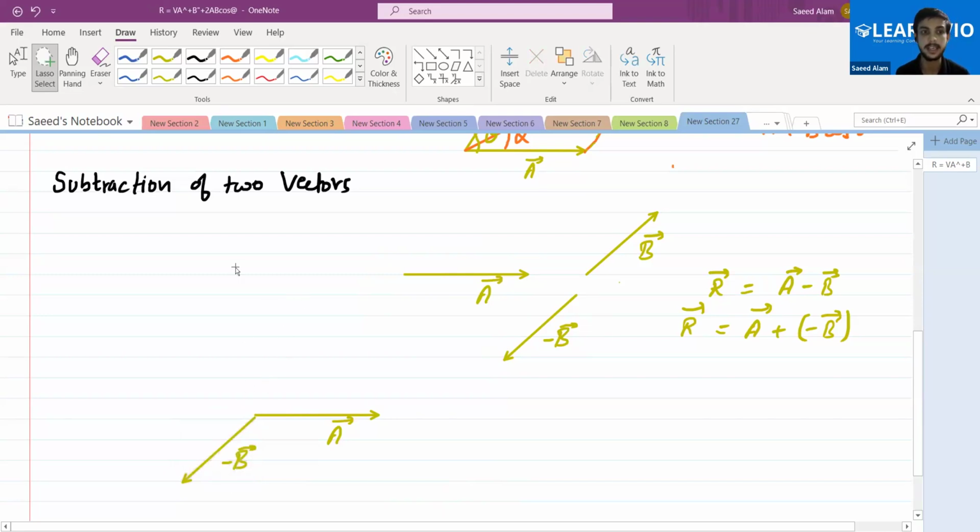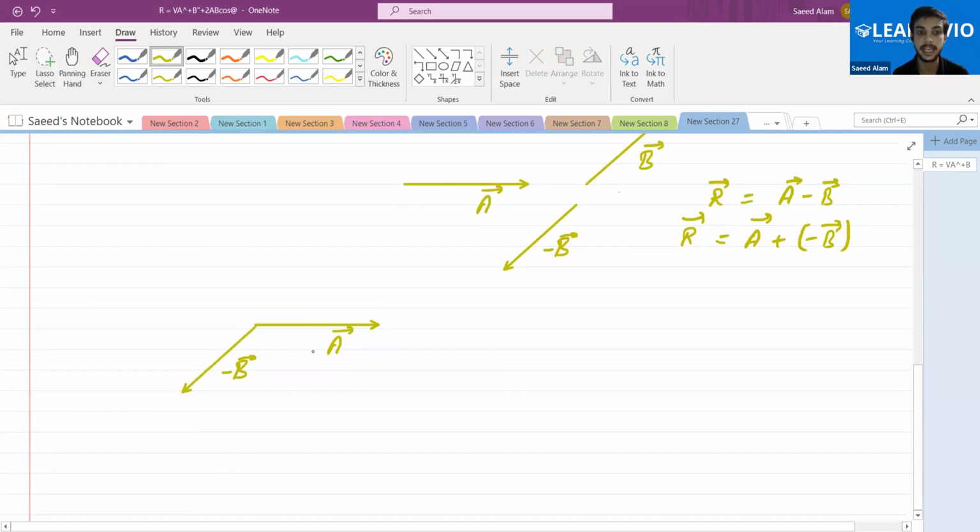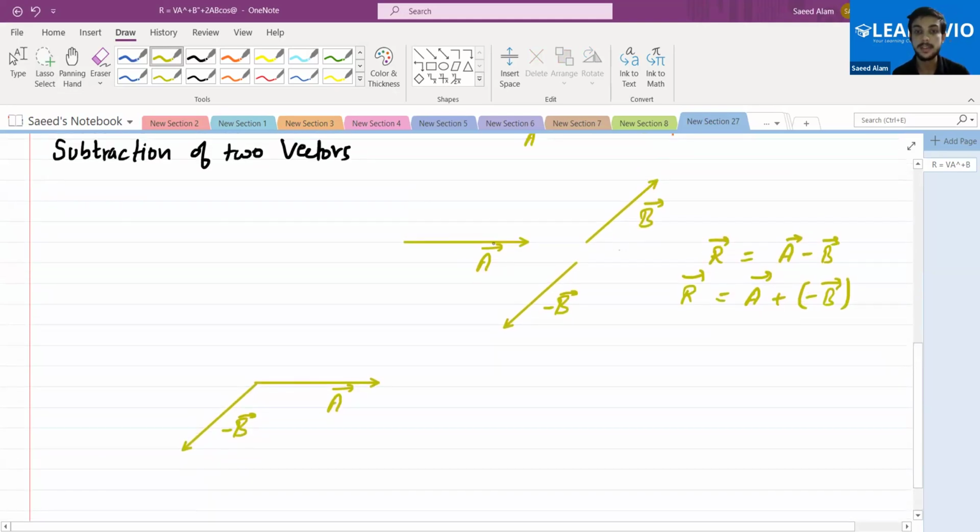Okay, so is it now in the right position? A and B are in a good position now to add and to find out the angle in between them. Yes. Okay, but tell me one thing: what is the actual angle between A and B?